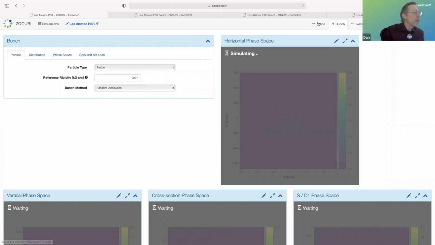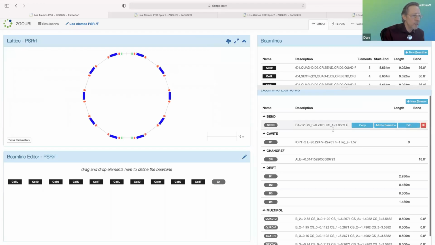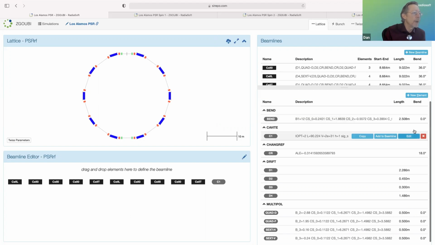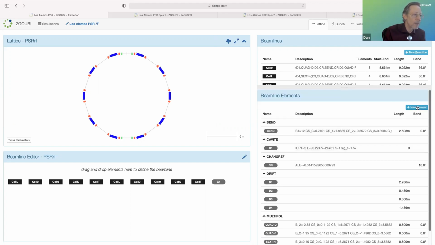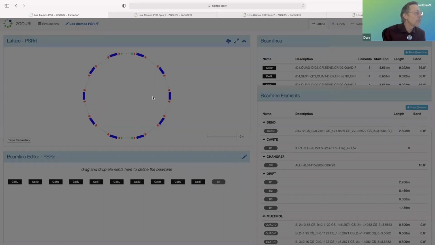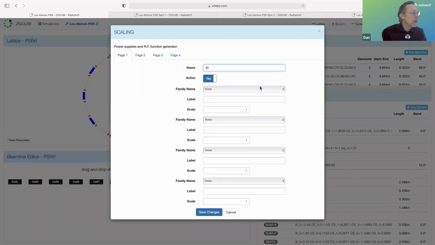And then I'm going to go back to the lattice, and the other element I want to put into here is not really an element, but it is. That's what we need in the lattice. And it's this scaling element here. And I will call it scale.